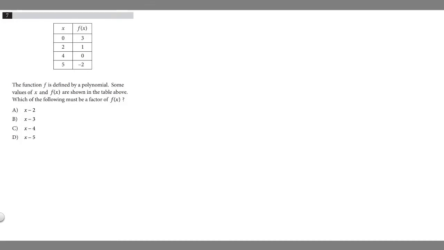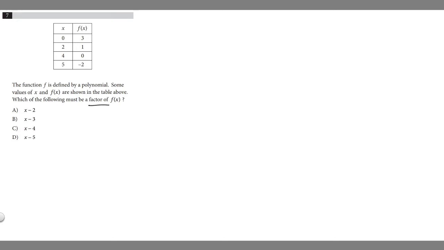So in this problem, we're told that the function f is defined by a polynomial. Some values of x and f of x are shown in the table above. Which of the following must be a factor of f of x? And so we're given this table, so let's find out what they're asking specifically. So they say, which of the following must be a factor of f of x?